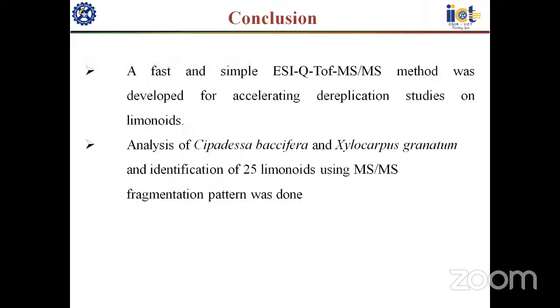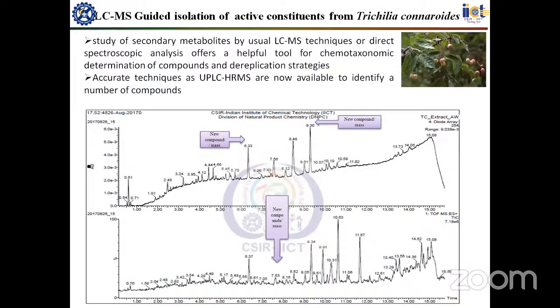So, in conclusion, a fast and simple method was developed for accelerating dereplication studies on limonoids. In the analysis of these two plants, Cipadessa baccifera and Xylocarpus, we were able to identify 25 limonoids using the MS/MS fragmentation pattern. Similarly, this is another plant, Trichilia connaroides.